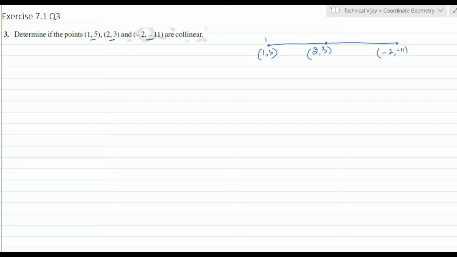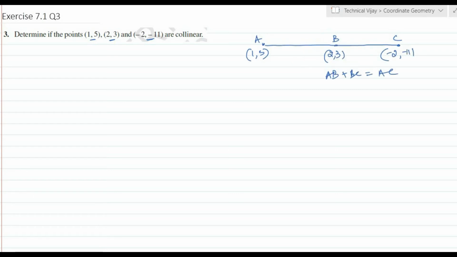For all 3 points, for example the points A, B and C, if these coordinates are collinear, that means AB plus BC must be equal to AC, because if they are in a straight line, AB plus BC must satisfy this condition. So let us find the lengths of AB, BC and AC, substitute these values and find out whether these lengths are equal or not. Now AB distance can be calculated using the distance formula, where (1, 5) is x1 y1 and (2, 3) is x2 y2.